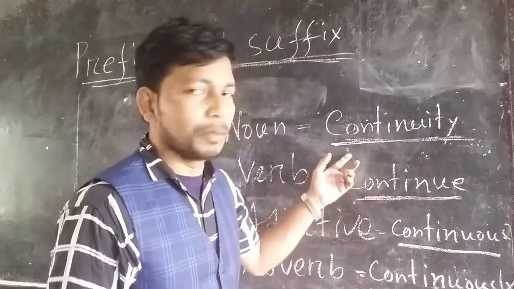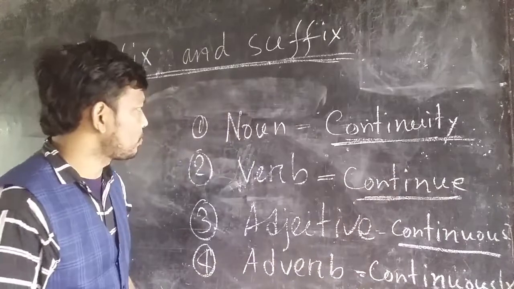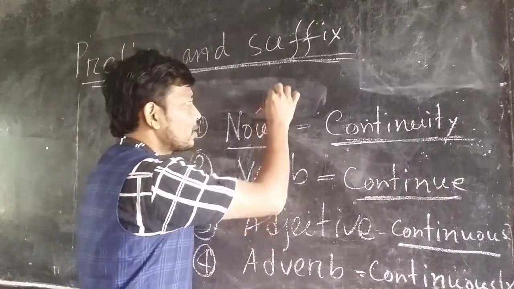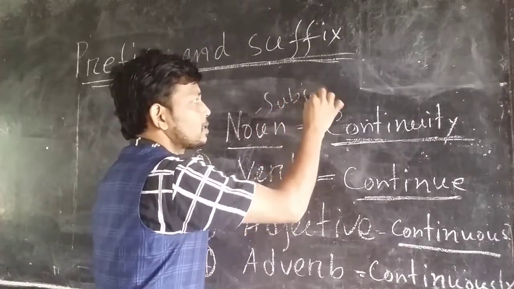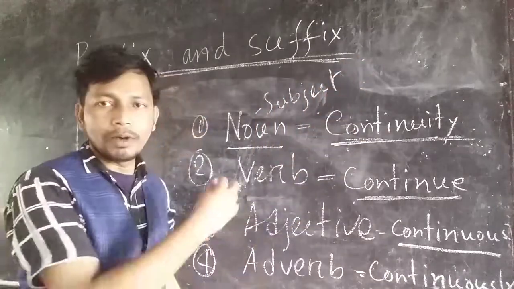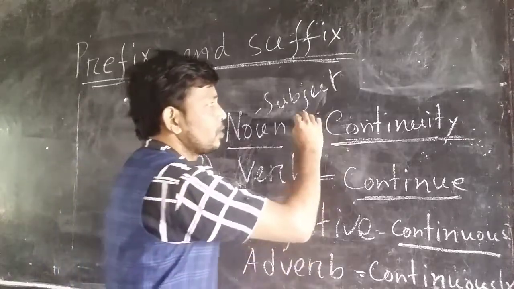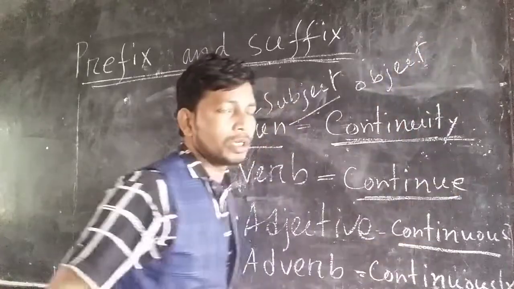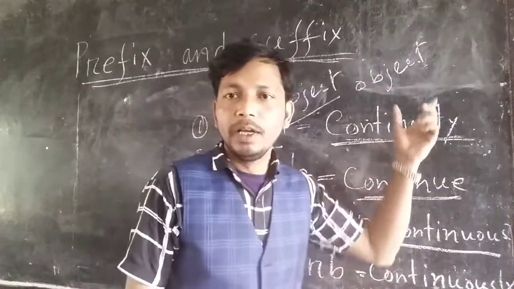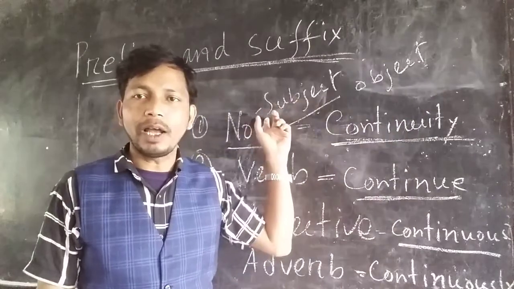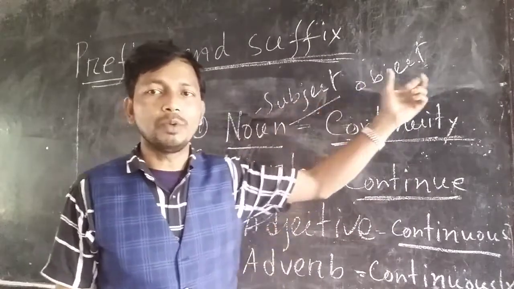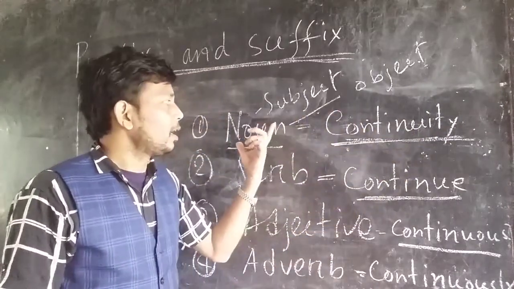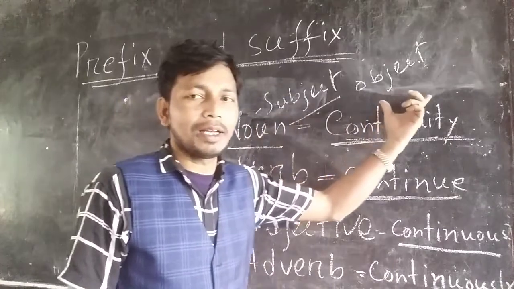Now I want to say something about these parts of speech, where you will use them. Here one thing is written, noun. Noun you can use as subject, S-U-B-J-E-C-T, and you can use it also as an object. So what is the work of noun? Noun works as subject and as object.